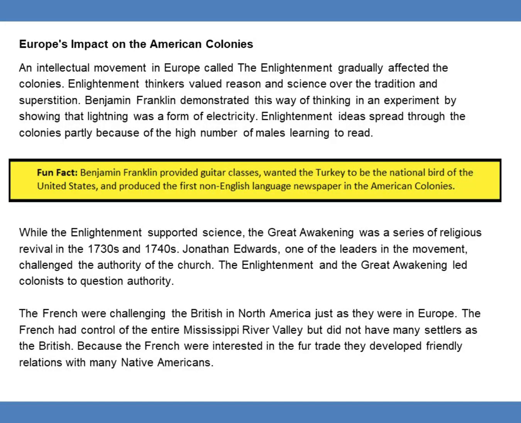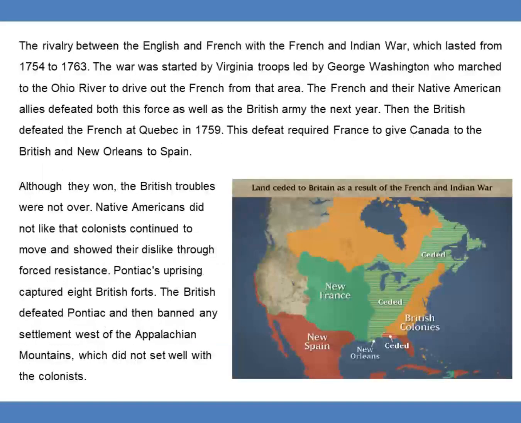The French were challenging the British in North America just as they were in Europe. The French had control of the entire Mississippi River Valley, but did not have as many settlers as the British. Because the French were interested in the fur trade, they developed friendly relations with many Native Americans. The rivalry between the English and the French led to the French and Indian War, which lasted from 1754 to 1763. The war was started by Virginia troops led by George Washington, who marched to the Ohio River to drive out the French from that area.